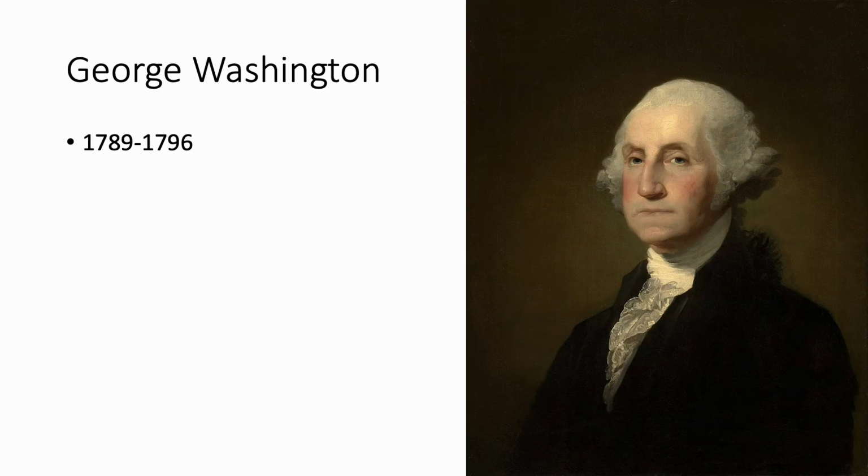So George Washington became president. He was unanimously elected the very first president of the United States. And he was president from 1789 to 1796. So he served 2 terms as president.